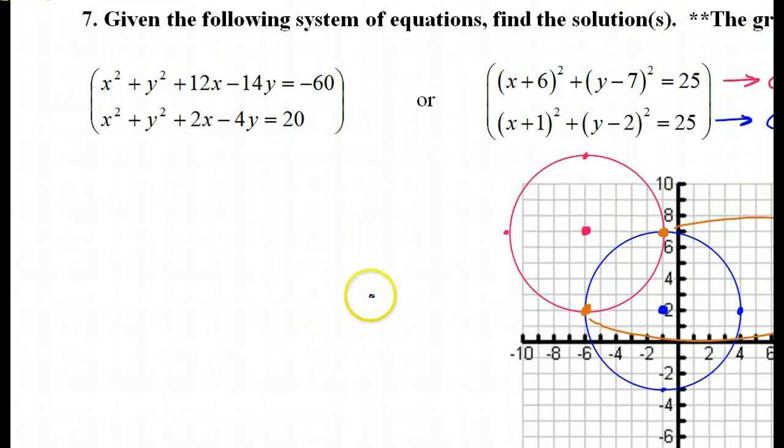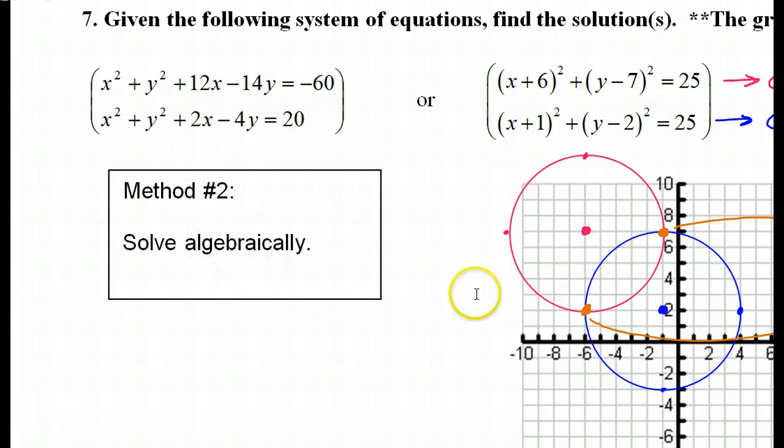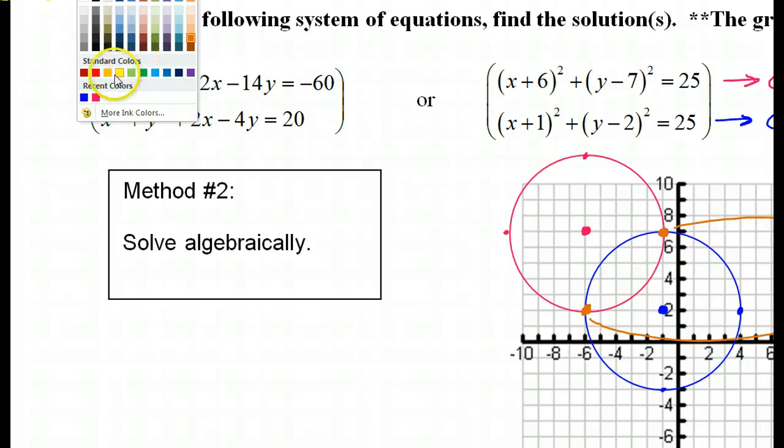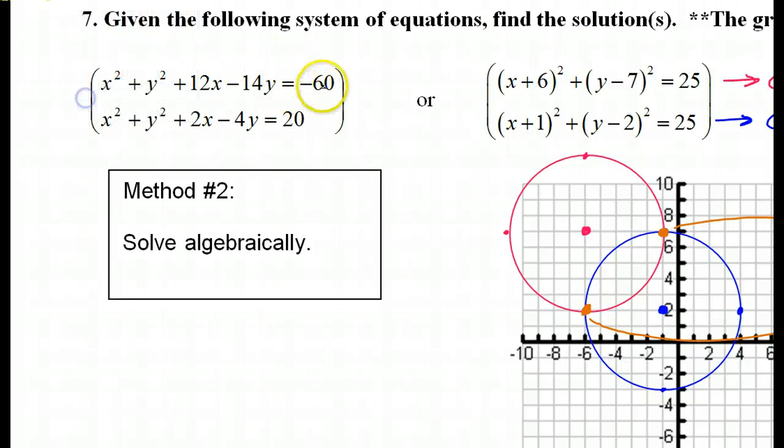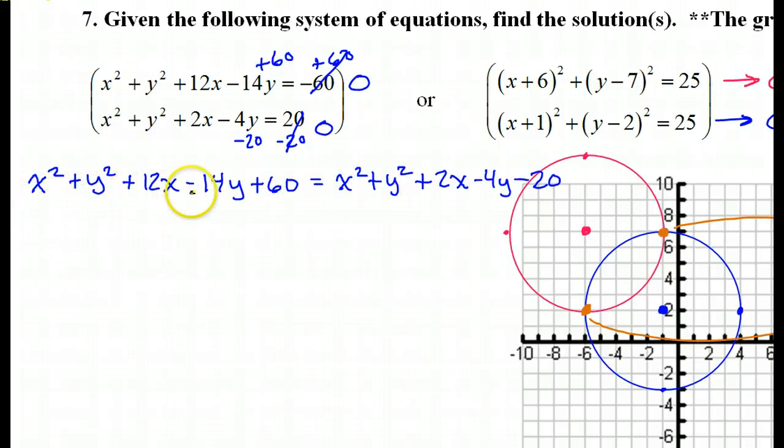Okay, now let's look at how to solve it algebraically. If you want to solve the system algebraically, then first of all we have to get these both set equal to 0. So see this -60, let's add that to both sides. I would add 60 on both sides, so these would cancel out and I'll have 0. I would do the same thing with the 20. I would subtract 20 from both sides, so those cancel out and again I have 0. Now I can set these two equations equal to each other. Notice the +60 that I created and the -20 that I just showed you.